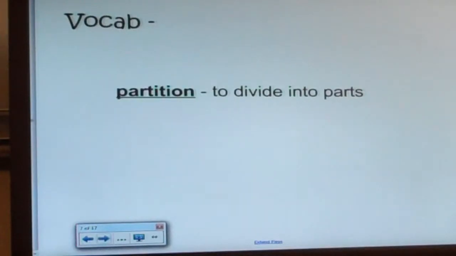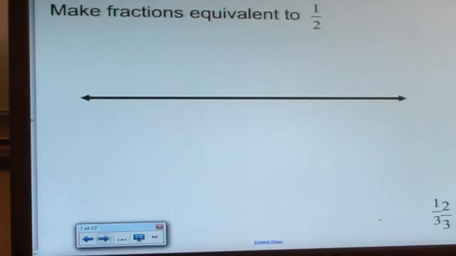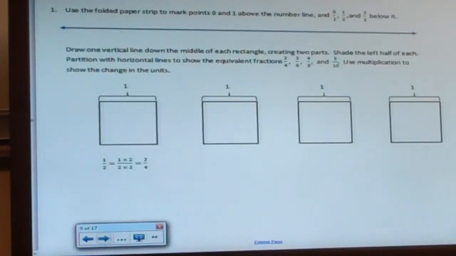We're dividing that fraction into parts, okay? So I would like you to open up your packet, please. I'd like you to open up and look at these examples here. Julia, would you like to read the directions there? No. Would someone like to read the directions? Jillian.